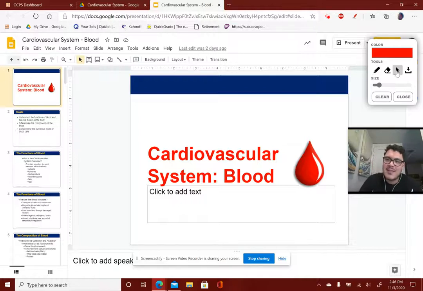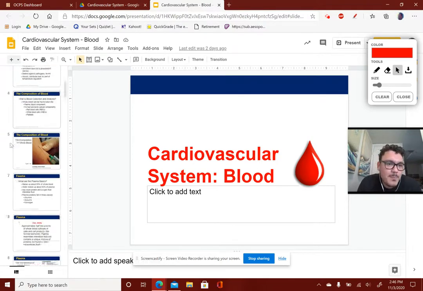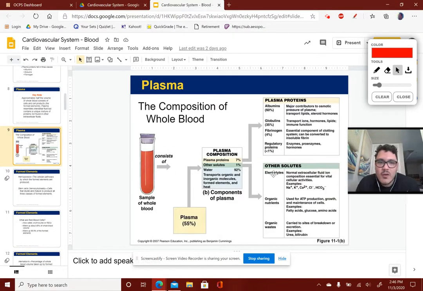Okay, welcome back, guys. We're going to continue with the cardiovascular system, blood, or circulatory system as we're referencing it. So let's continue where we left off. We were talking about the composition of whole blood. Specifically, we mentioned how 55% of whole blood is going to be plasma, of which 92% is just water, making plasma the liquid component of blood.